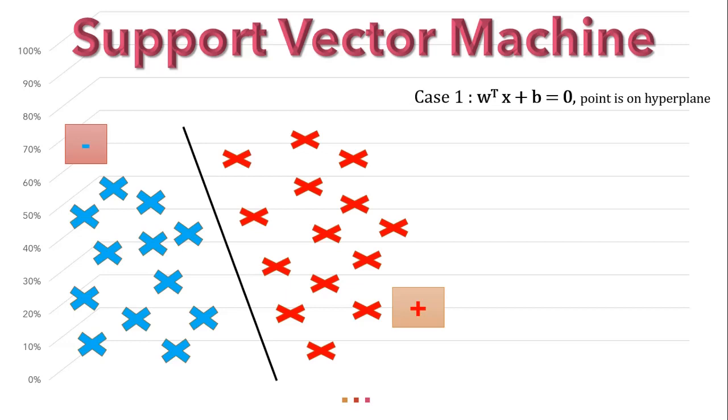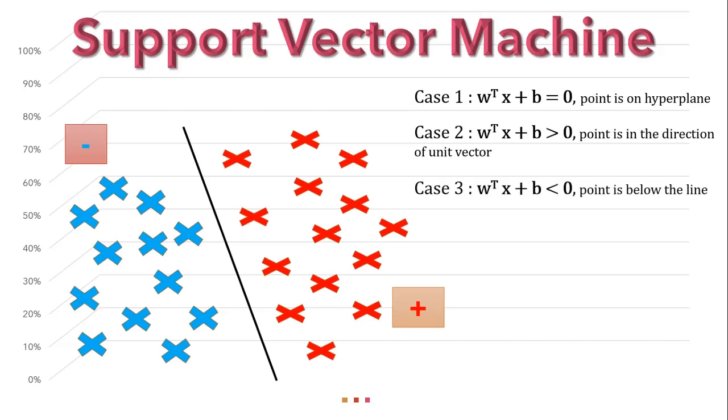Now case 2 will be if W transpose X plus B is greater than 0, then the point will be above the line, or we can say that it is in the same direction as the unit vector we have seen earlier. And the last case will be if W transpose X plus B is smaller than 0, then the new point will be below the line, that is categorized as the negative class. Now if I know these conditions and want to classify any new data point, then the sign of W transpose X plus B is what we need to find out.